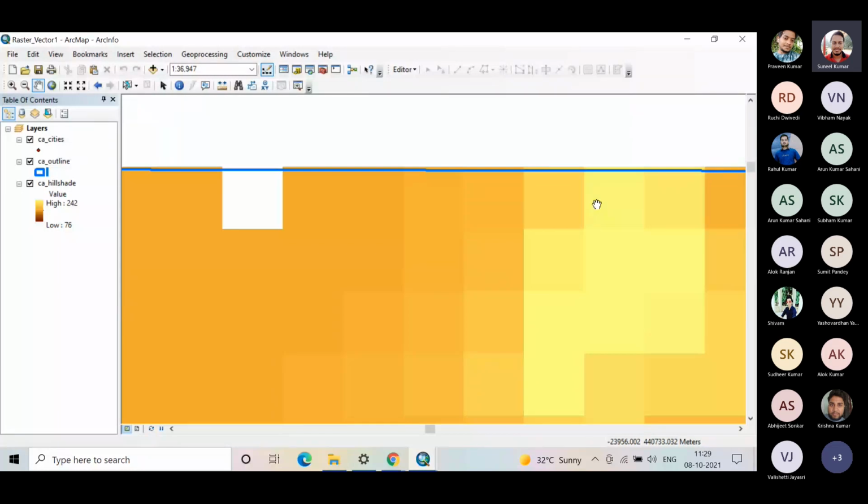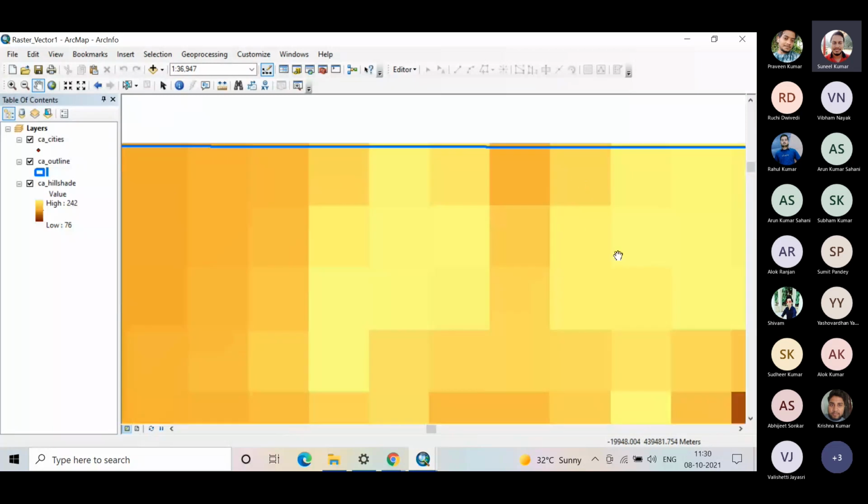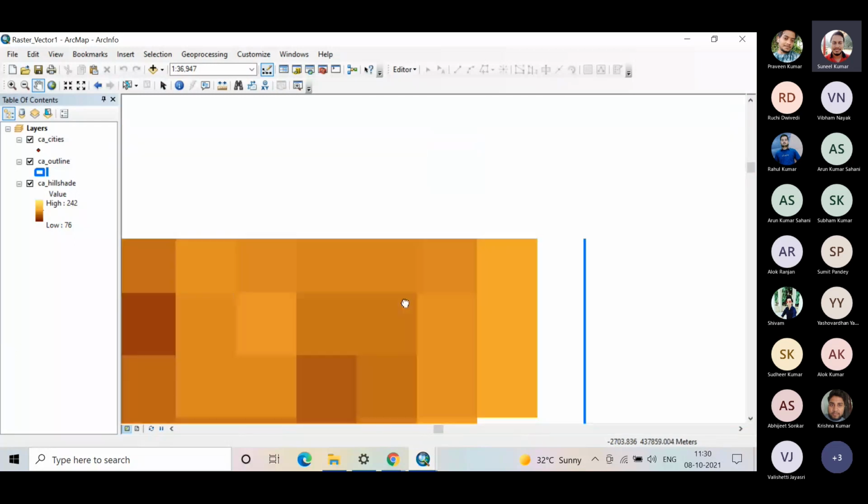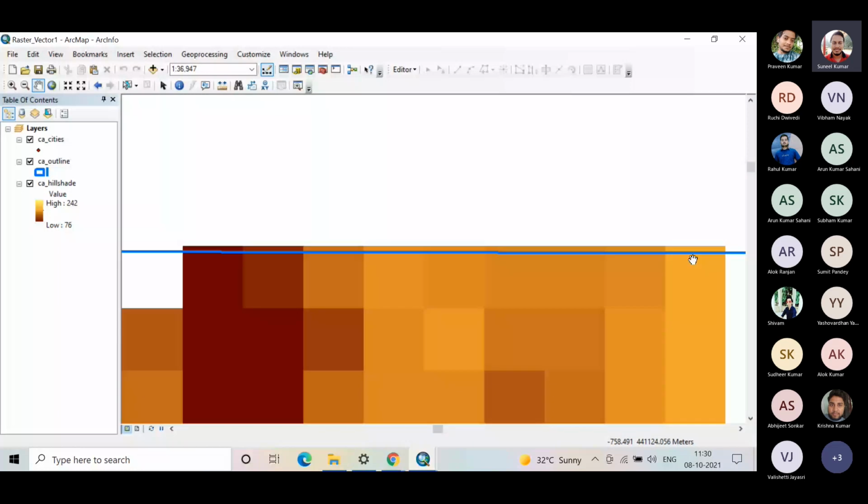So later on, we got to know what was occurring over here: when the clipping operation was performed, the boundary pixels were not completely covered. As you can see on the screen, the boundary pixels are partially clipped by the vector data. So this has introduced the error.